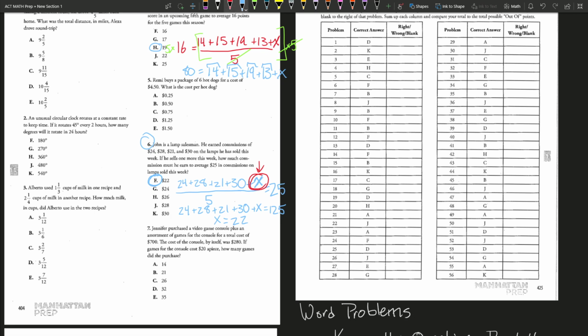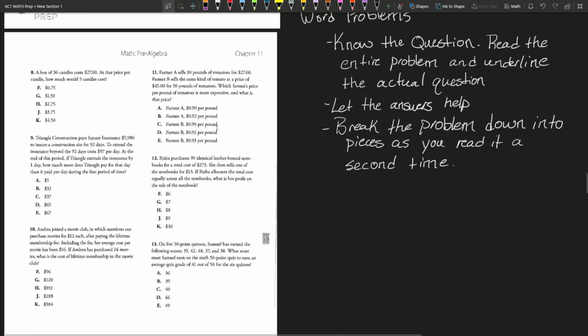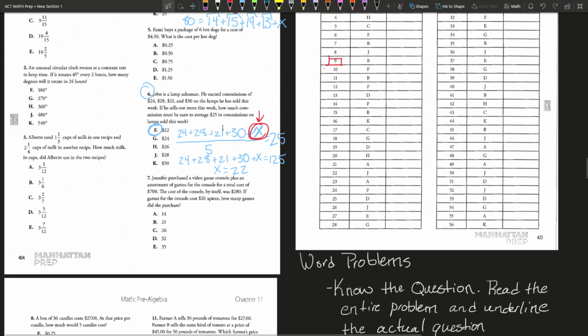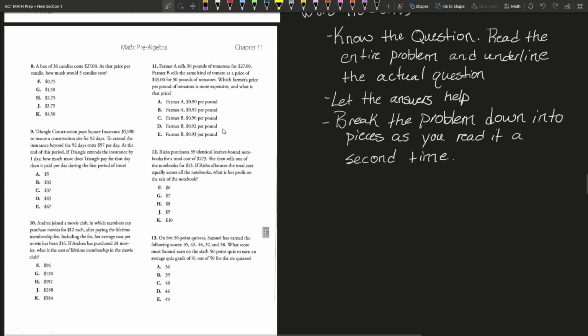Yep. All right. So number 9. Triangle Construction pays Square Insurance $5,980 to insure a construction site for 92 days. To extend the insurance beyond 92 days costs $97 per day. At the end of this period, if Triangle extends the insurance by 1 day, how much more does Triangle pay for that day than it paid during the first period of time?